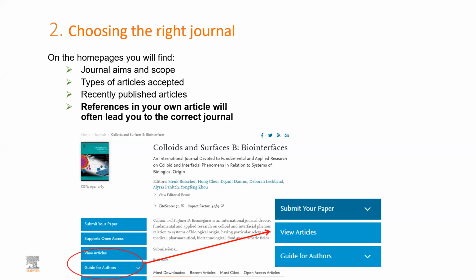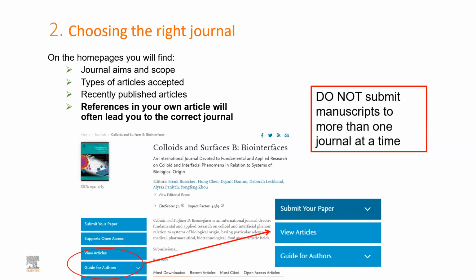Try to find out the article acceptance rate on Elsevier. Mostly all journals give you this glimpse: how much acceptance rate there is, and how much time they normally take for publication. All that information is there on the journal homepage itself. Try to look into that. Then look into the recently published articles and references in your own way.